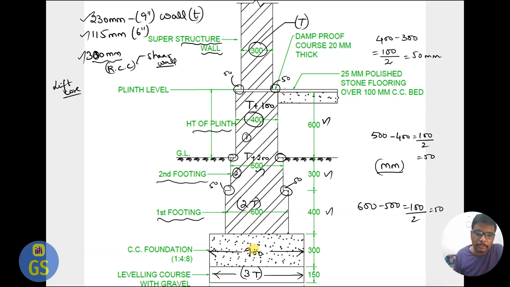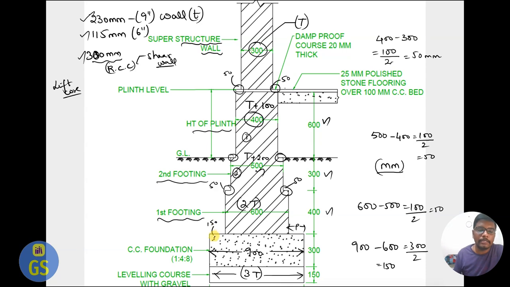Now calculate: 900 is here, already 600 is there. So let's do 900 minus 600. We get 300. When you divide it by 2, you get 150 mm projection. So this is called projection, and we put a letter P for it. So this will be the projection at the bottom of the footing, that is 150 mm projection.